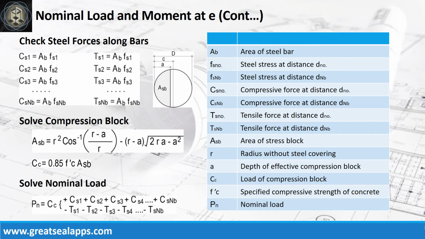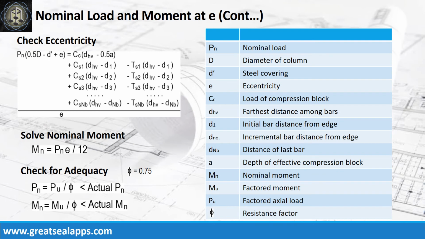From the steel stresses, get the force of each bar, then solve the force of compression block and sum up all the forces from each bar together with the compression block to get the actual nominal load of the column section. Perform final check for eccentricity from the given computations, then solve the actual moment.